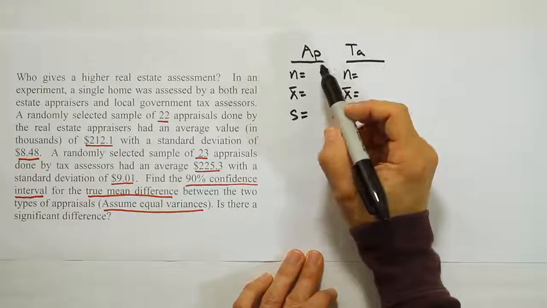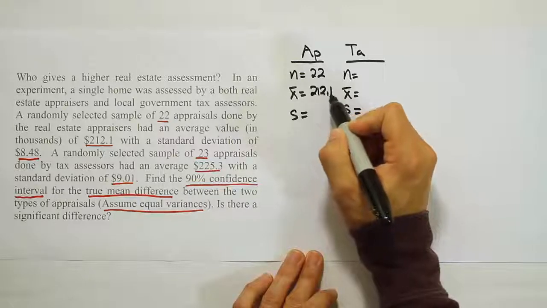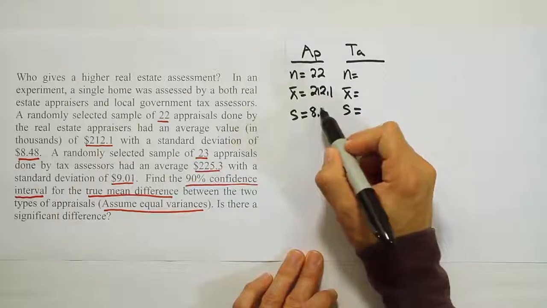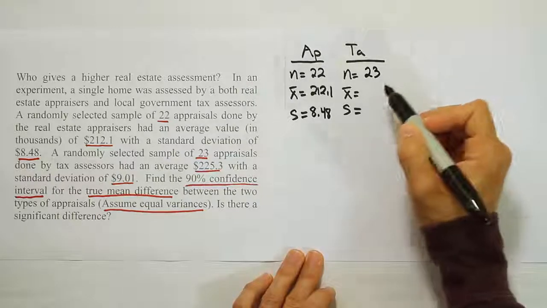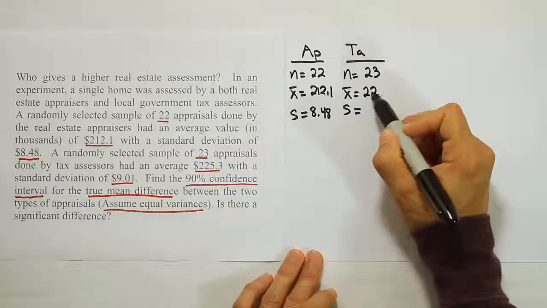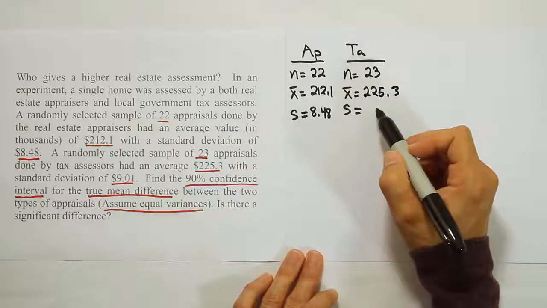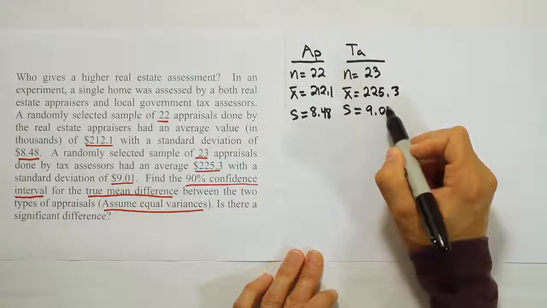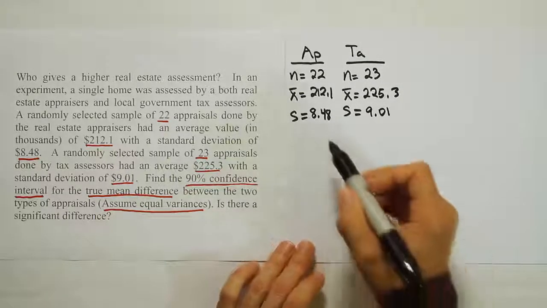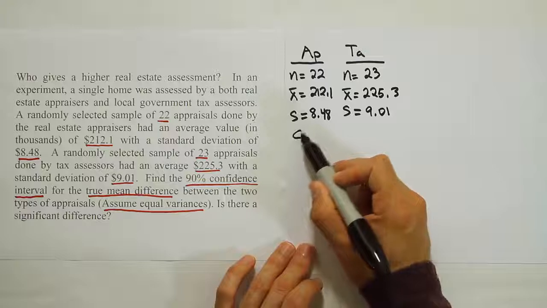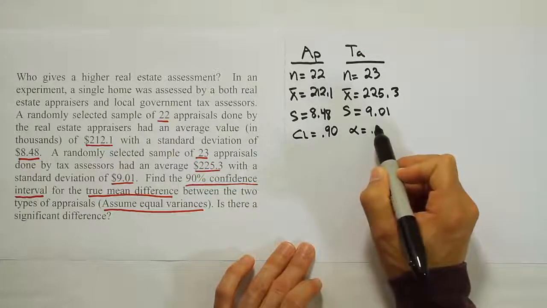Okay, so let's start with the n for this group. It's 22. The mean was 212.1. The standard deviation was 8.48. For the other group, the n was 23. The mean was 225.3, and the standard deviation is 9.01. Remember, these are in thousands of dollars. Okay, now we have the confidence level. The confidence level will be 90%, and therefore alpha will be 0.10.